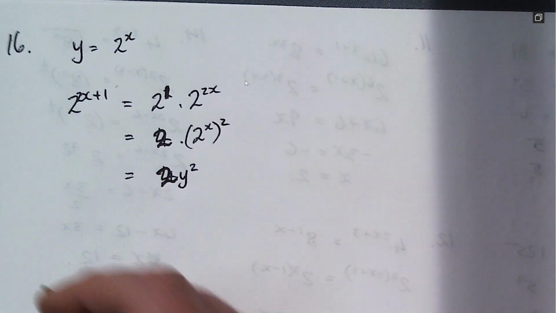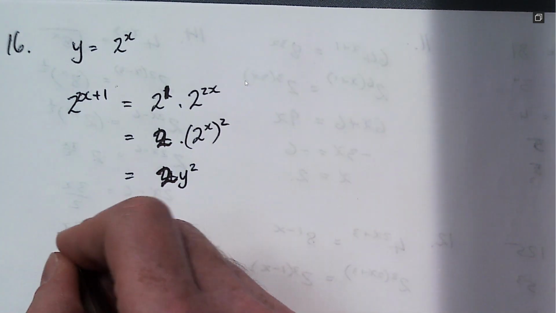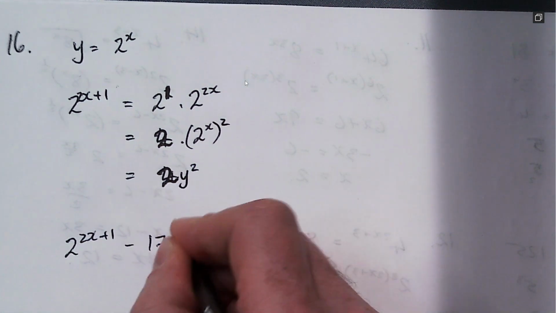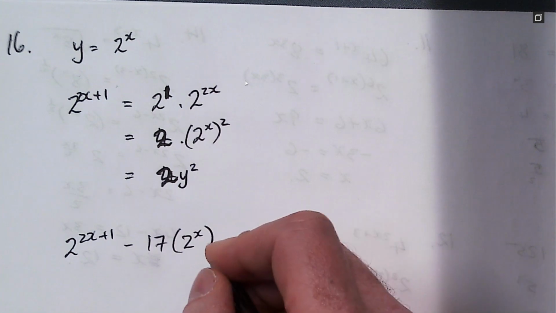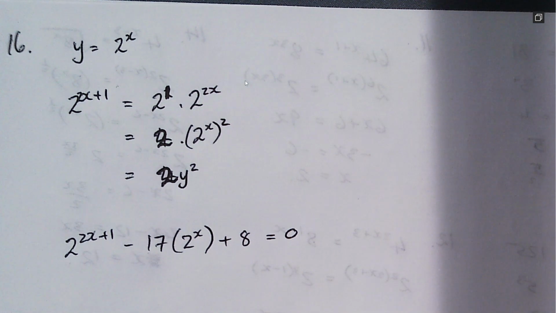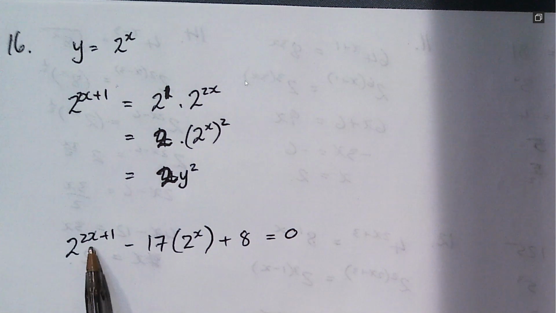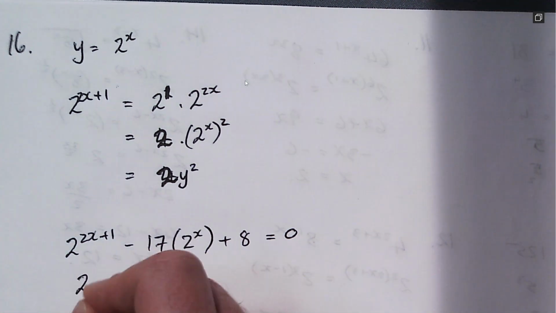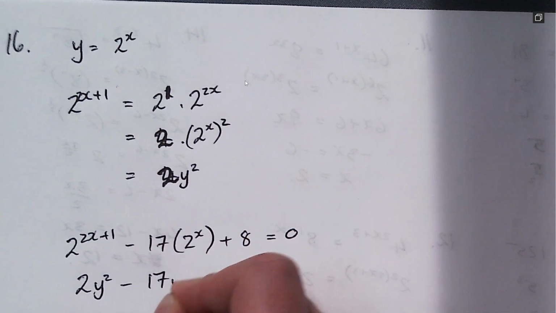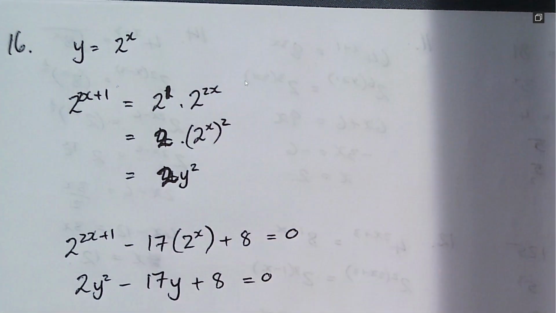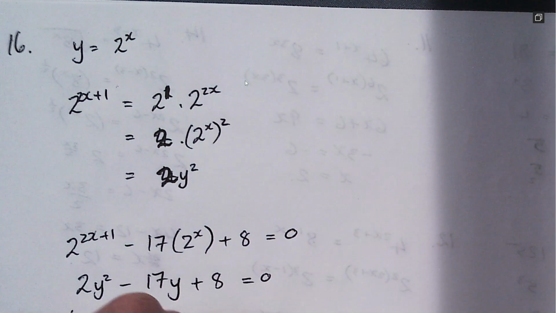Now we solve the equation. So 2 to the power of 2x plus 1 minus 5 times 2 to the power of x plus 2 equals 0, and we need to solve for x. Now 2 to the power of 2x plus 1 is the expression 2y squared. So we have 2y squared minus 5y plus 2 equals 0, and then we can just factorize and solve for y.